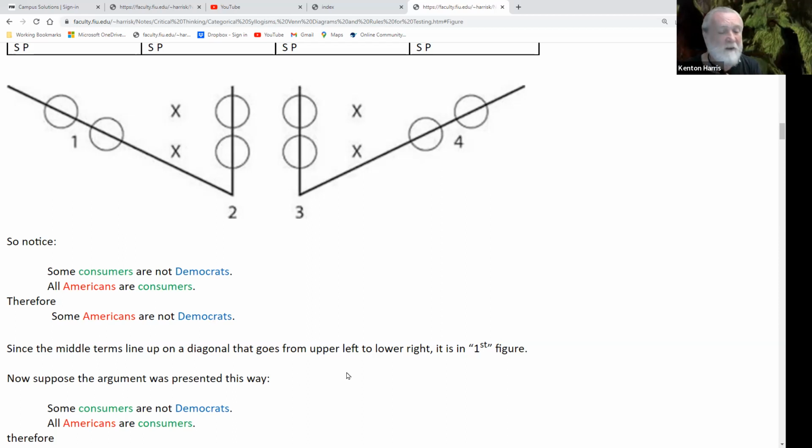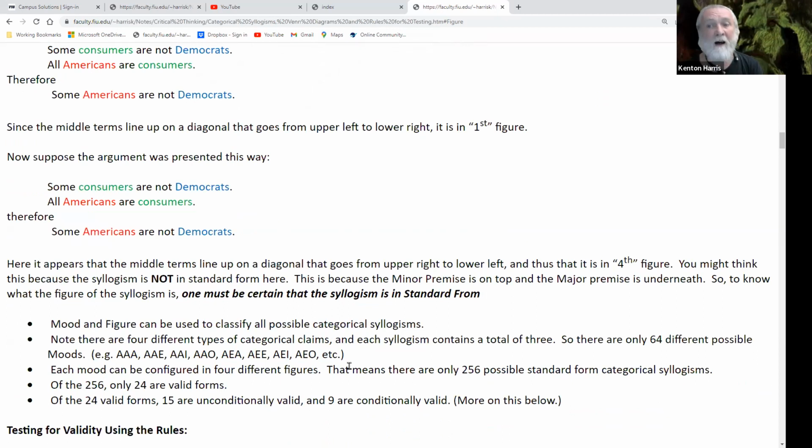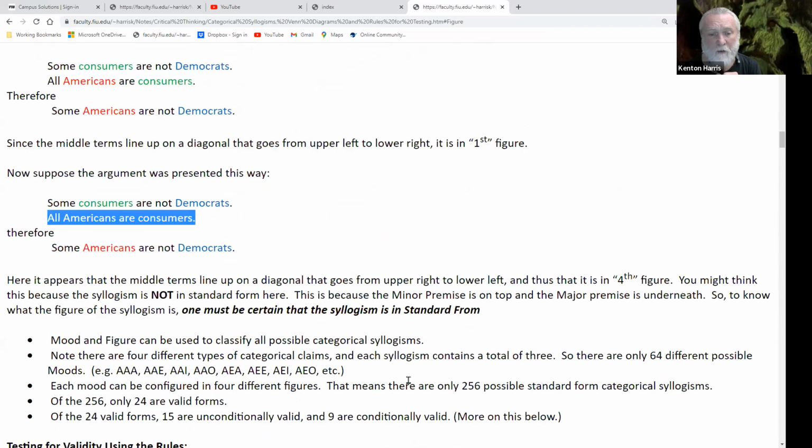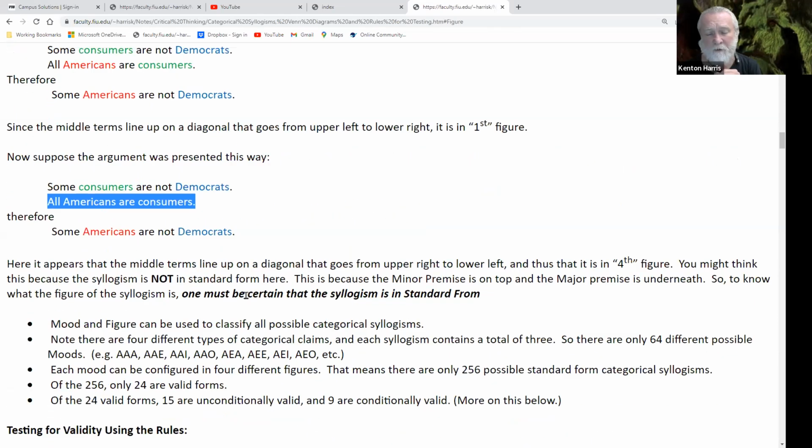But now suppose the argument was presented incorrectly, not in standard form. Wait, my notes don't have this correctly. Well, I can't fix them now, but suppose I had put this premise on top by mistake. It doesn't belong there, but suppose I had. Well, then it would look like the middle terms are on the diagonal like this. And so you might think that this syllogism is in fourth figure, when in fact it's not. It's in first figure, right?